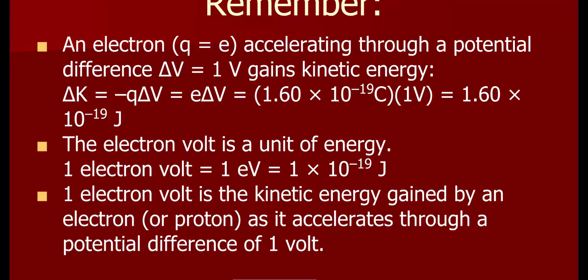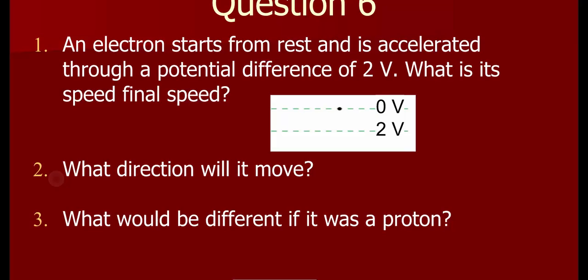So 1 electron volt is the kinetic energy gained by an electron, or proton, as it accelerates through a potential difference of 1 volt. So if an electron accelerated through a potential difference of 50 volts, well then it would gain 50 electron volts of energy. And then you can use this to convert from electron volts to joules, which you'd have to do if it asked for the actual speed. Because you're going to be like, I got to go to joules, then I can find the actual speed. Because electron volts has nothing to do with meters.